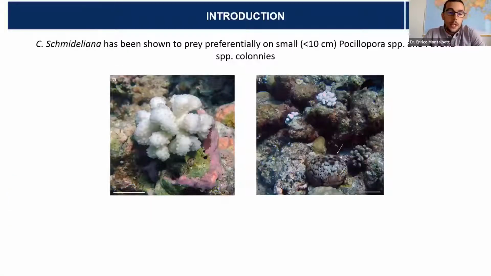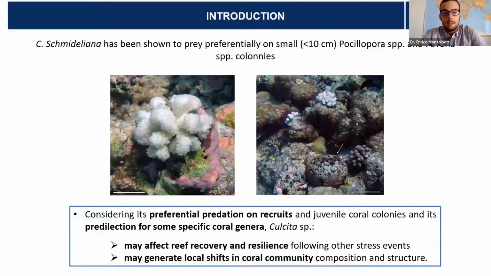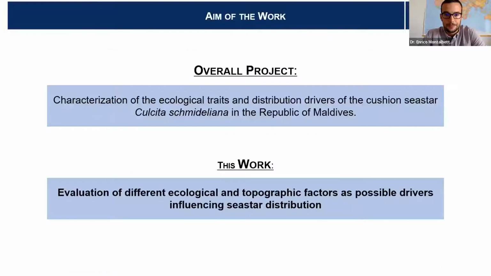Moreover, in a previous study, also conducted in Faafu Atoll, we found that Culcita schmideliana preferentially consumes small coral recruits that are fundamental for reef recovery and reef resilience, selecting mainly two coral genera, namely Pocillopora and Pavona. So you understand that having big populations of these corallivores, consuming preferentially small coral recruits of few genera, can represent a serious threat for the integrity of the reef environment.